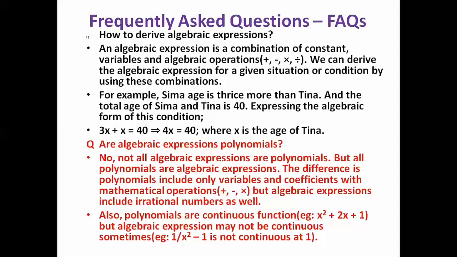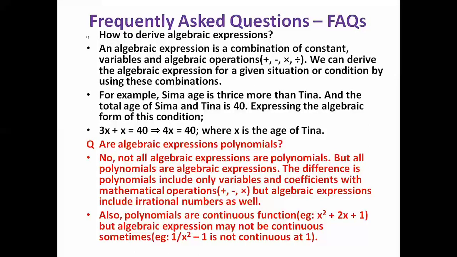So, after going through this video, let us understand frequently asked questions. How to derive an algebraic expression? An algebraic expression is a combination of constants, variables, and algebraic operations like plus, minus, multiply, and divide. For example, Seema's age is thrice that of Tina, and the total age of Seema and Tina is 40. So expressing it in the form of a condition, it is 3x plus x equal to 40. 3x plus x will become 4x equal to 40, where x is the age of Tina.